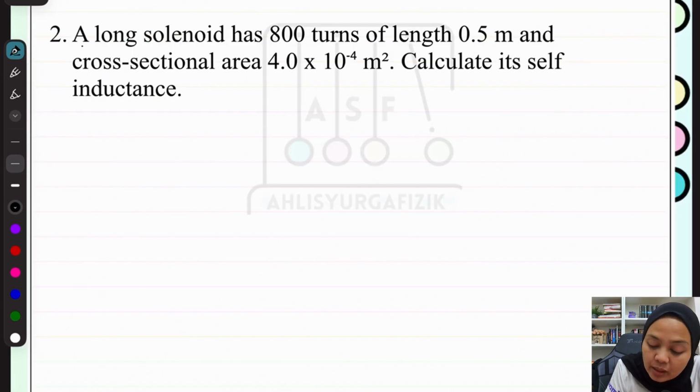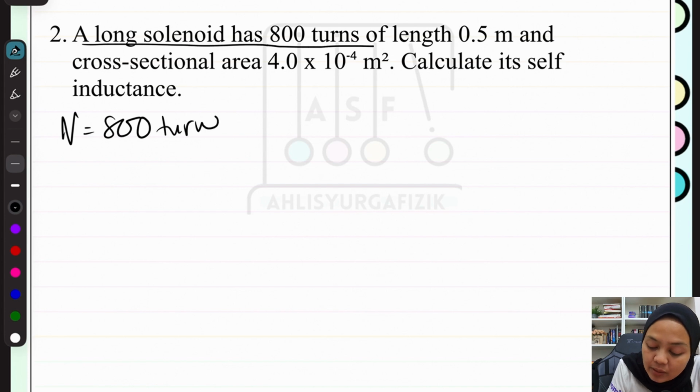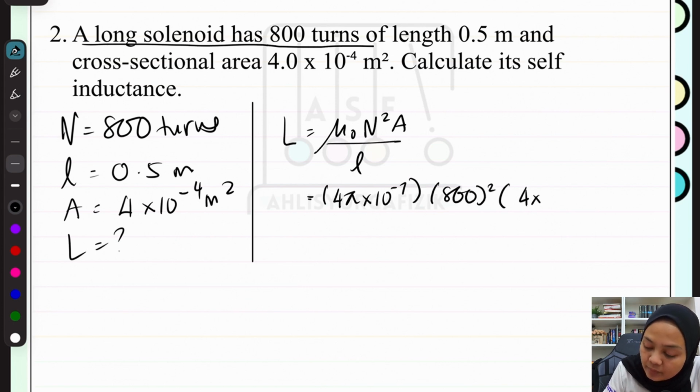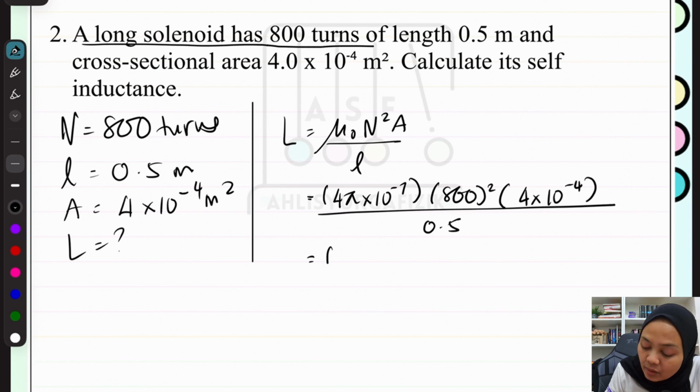Question number 2. A long solenoid has 800 turns, so N is 800 turns, with a length of 0.5 meters and a cross-sectional area of 4 times 10 to the power negative 4 meters squared, and we have to calculate the self-inductance. From here, we can use the equation L equals mu naught N squared A over l. And the answer is 0.643 millihenry.